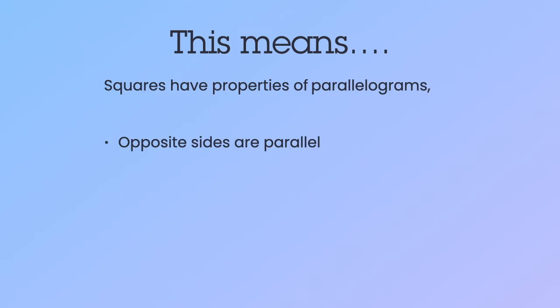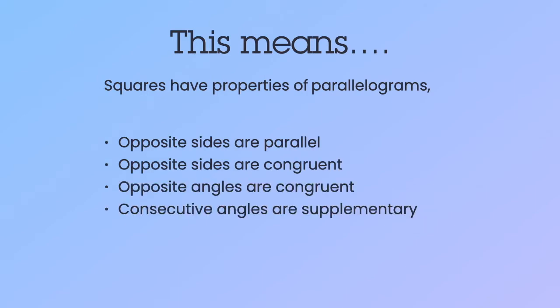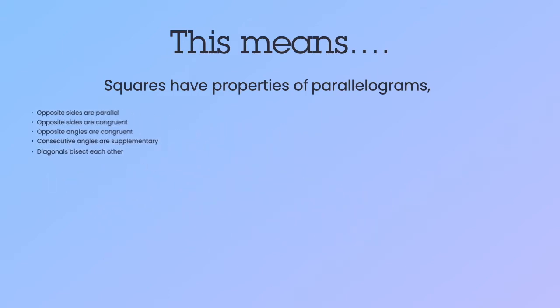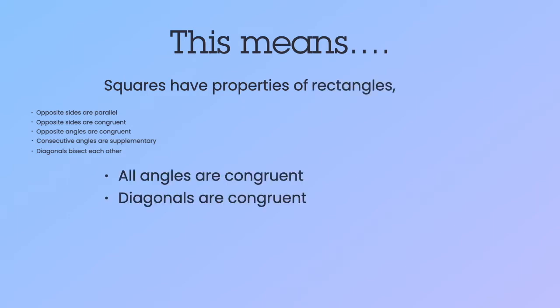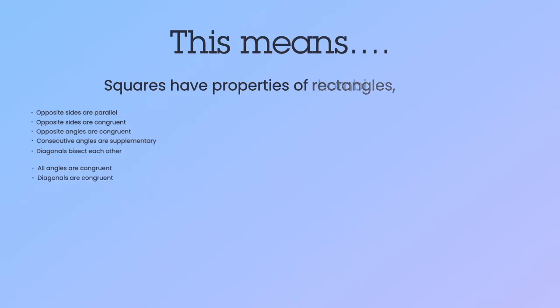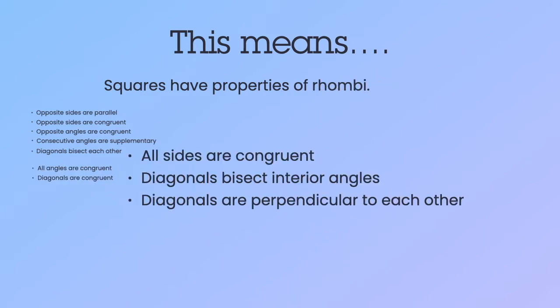Opposite sides are parallel, opposite sides congruent, opposite angles congruent, consecutive angles supplementary, and the diagonals bisect each other. But it also has the properties of rectangles. So all of the angles are congruent and the diagonals are congruent. But then it also has the properties of rhombi. So all the sides are congruent, the diagonals bisect the interior angles, and the diagonals are perpendicular to each other.